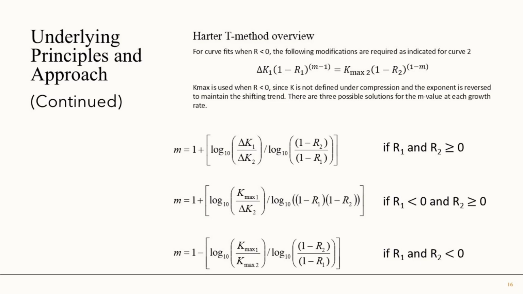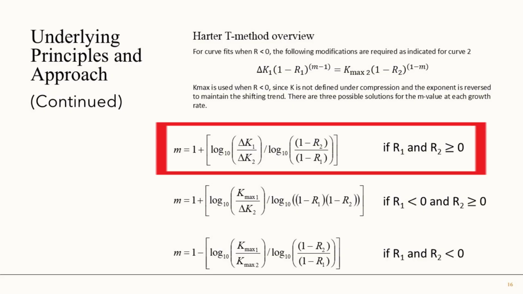Now, when we look at what happens when we try to solve for m, we need to look at what happens when we have the two different stress ratios. If both of them are positive, we can solve for M as shown here.